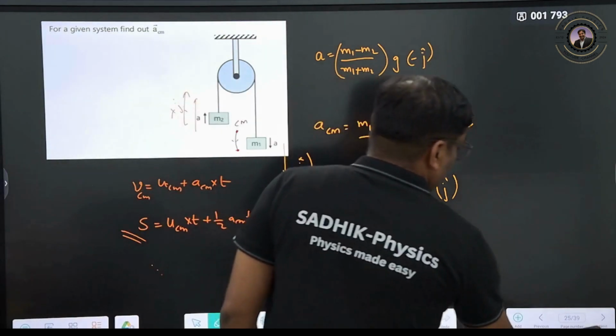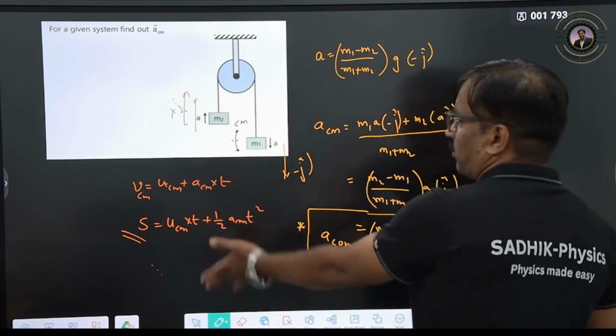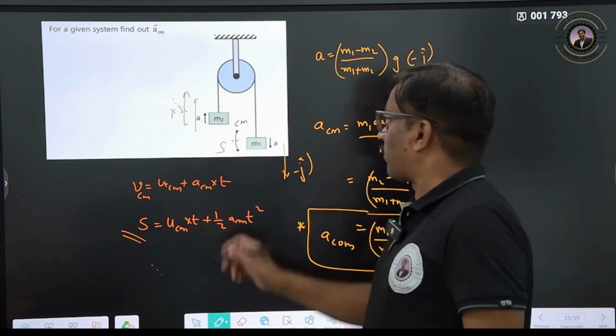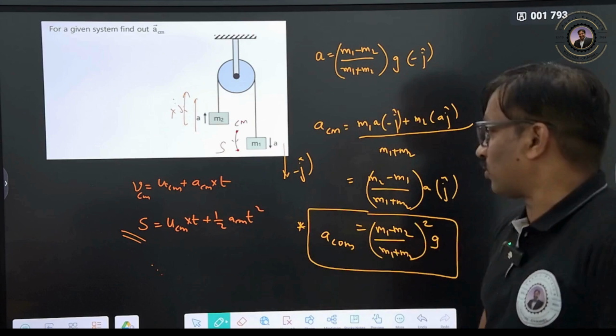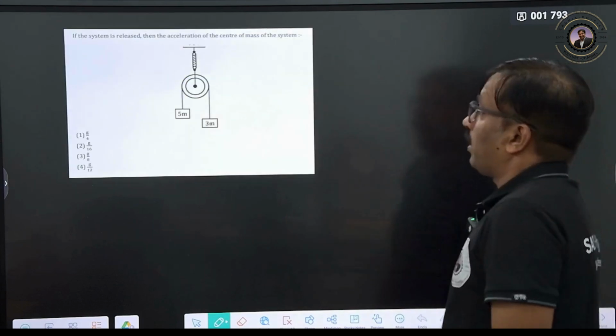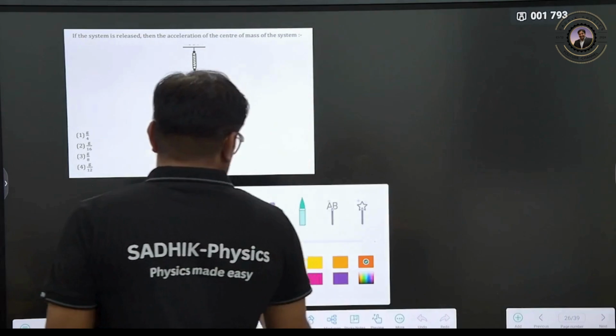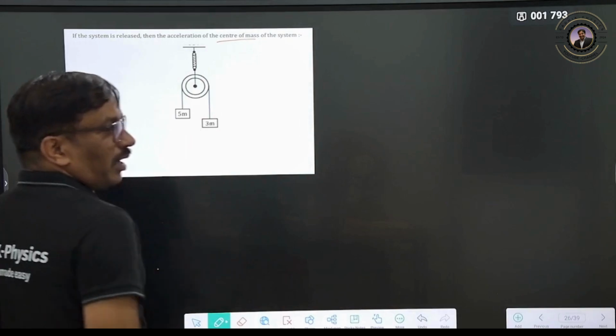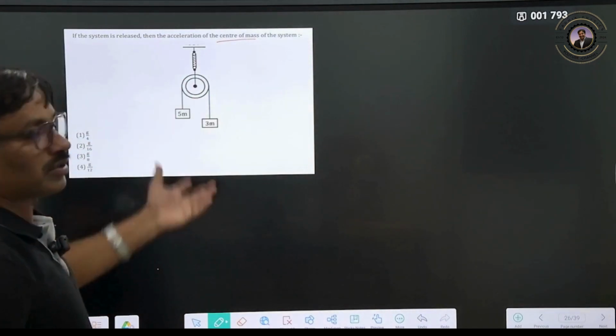Now, you can substitute and calculate the distance travelled after a certain time by using this. So here, a simple thing, we can quickly calculate what will be the acceleration of the center of mass. We will do some questions here.